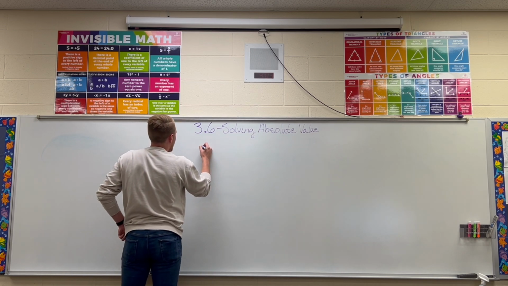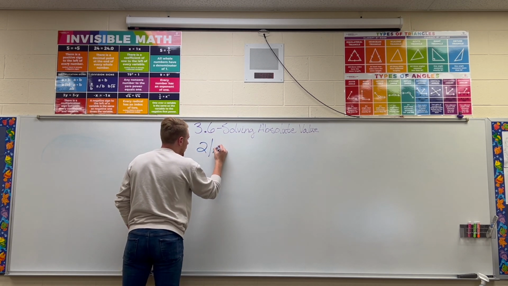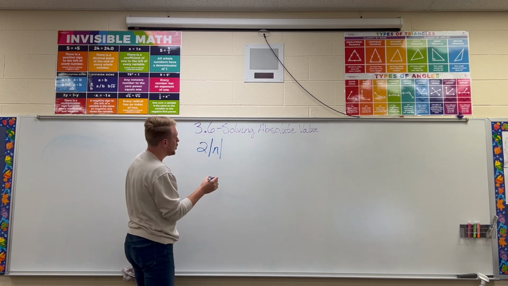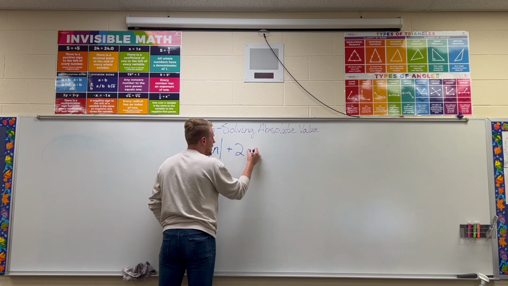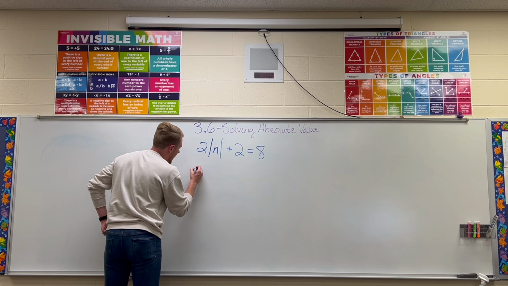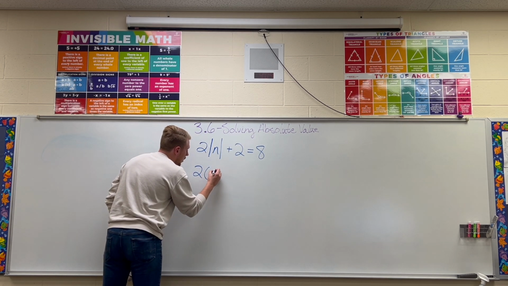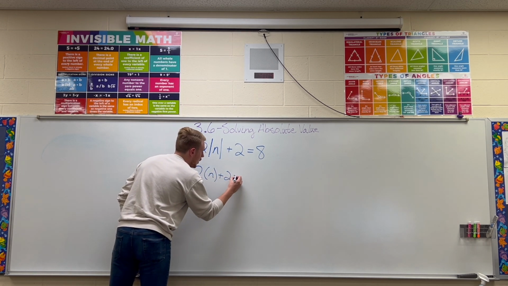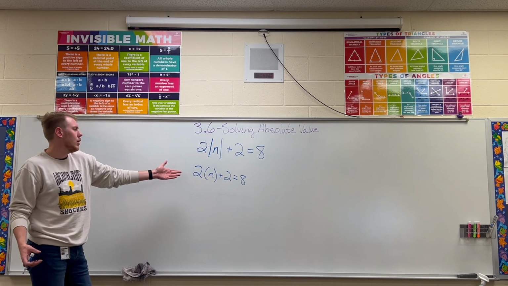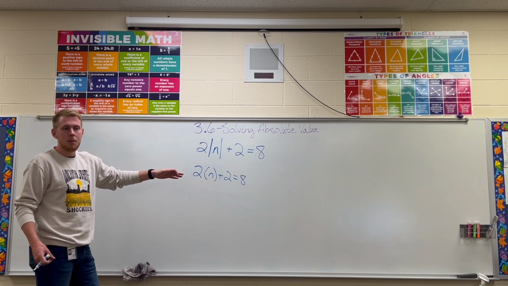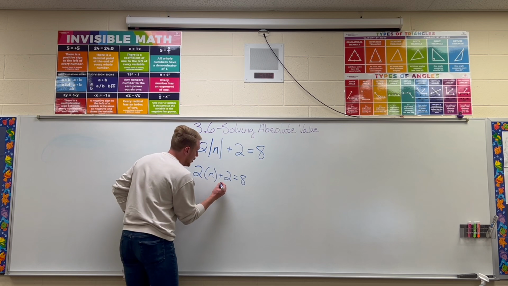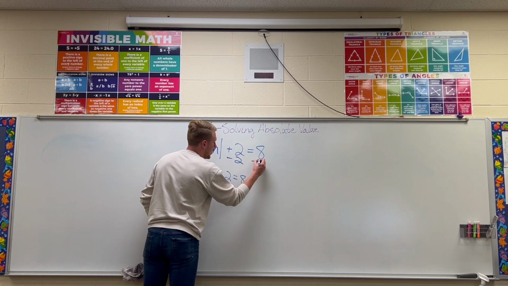So if I have 2 absolute value of n plus 2 equals 8, I have to treat this as if it looks like this. Okay, so if I had this, what's the first thing I would do? Well, we always have to try and get n by itself. So this is one term, basically. So I have to get rid of this second term. So I have to subtract 2.